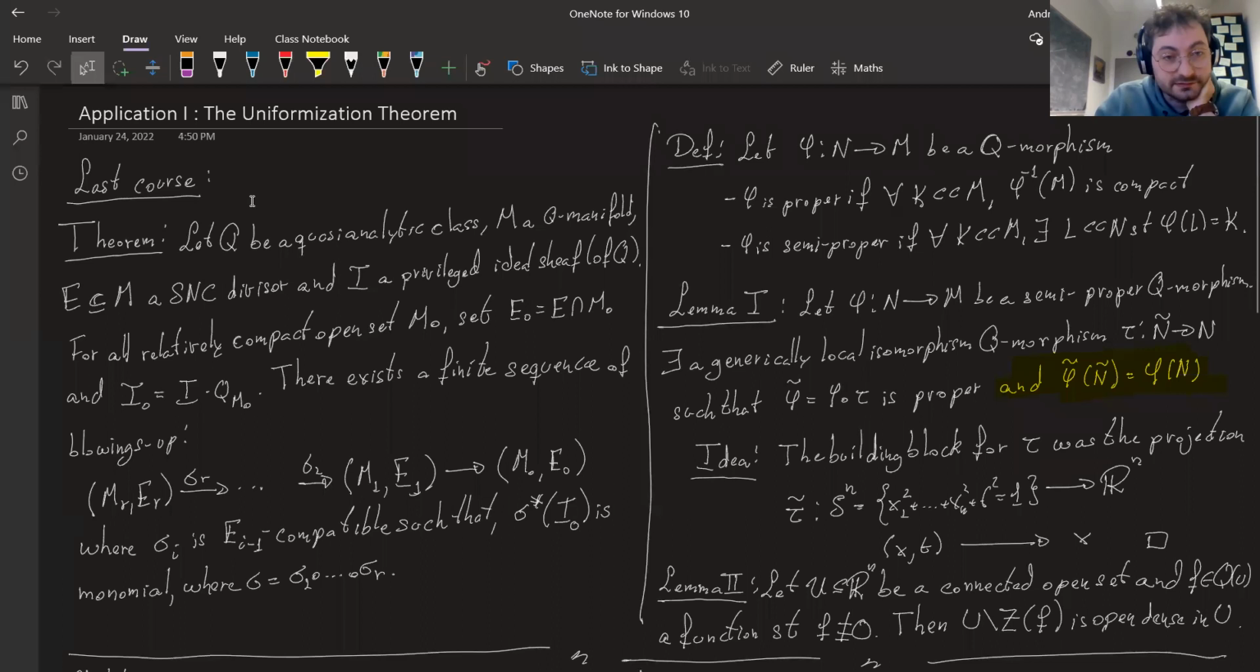Last course we gave all of the necessary definitions and discussed a little bit about the hypothesis to state the theorem of resolution of singularities. So in particular, this is the theorem here. I repeated here the statement that we saw last time. We consider a quasianalytic class, M a quasianalytic manifold, a simple normal crossing divisor, and a privileged ideal sheaf.